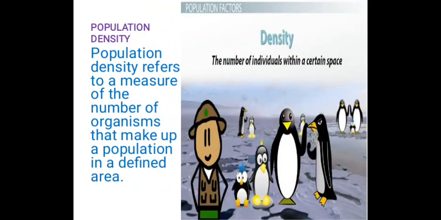And let's look at population density. Population density refers to a measure of the number of organisms that make up a population in a defined area. In this picture, you have the number of individuals within a certain space, which is population density.